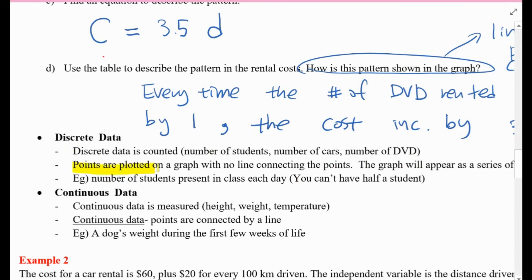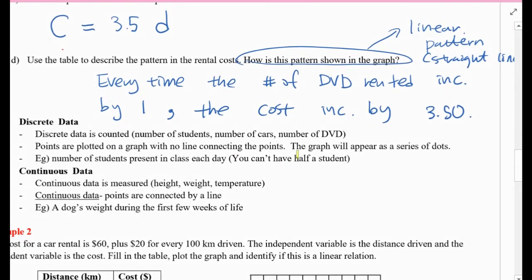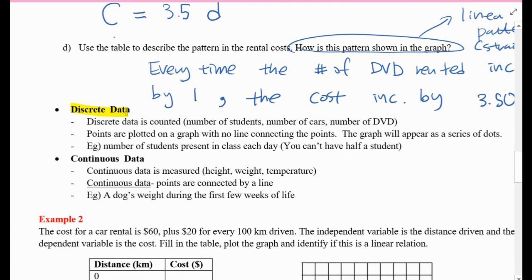Points are plotted on the graph with no line connecting the points. So you do not join the points. The graph will appear as a series of dots. For example, the number of students present in class each day. Say Monday I have 12 students, but Tuesday I cannot have like 20.7 students, right? You cannot have half a student. Therefore, you do not join the points. Data is countable. That's called discrete data.